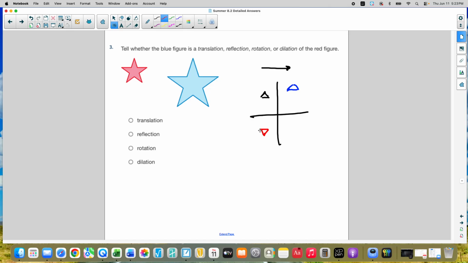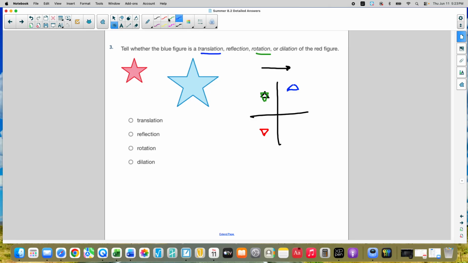A reflection would be if I took this and I reflected it over the x-axis. So it would look like that. That would be a reflection. A rotation would mean that it would rotate some degree, and that would look like this, where it would be in the same location, it's just rotated. So that's rotation. This is translation.